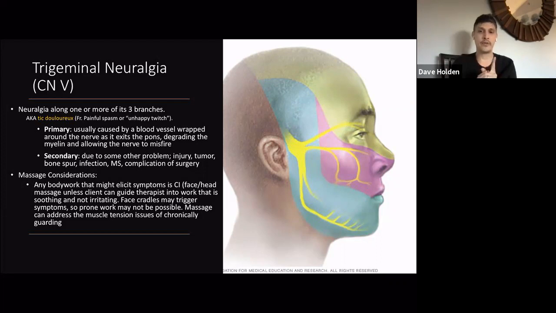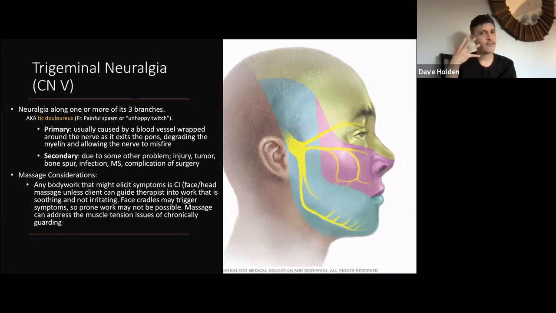You may not be able to perform prone work with them because, again, this nerve goes on the face and it's superficial. So laying in a face cradle for any amount of time may put pressure somewhere and it's not comfortable and they can't do it. So you may only be able to do face-up work. Massage can certainly address the muscle tension issues that arise from this.